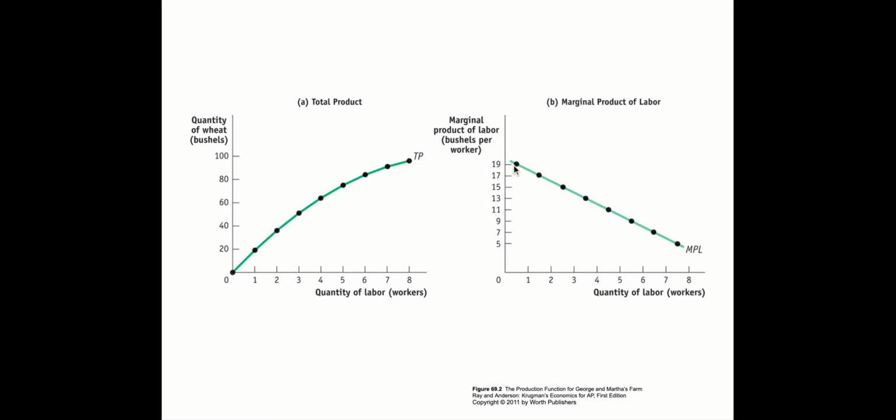This is what the marginal product of labor looks like. When you add the first worker, they gave you 19. When you add the second worker, they gave you, this says like 38. So all I do is 38 minus 19, and I guess that's about 17. All we're doing is finding the difference here and graphing it here. And as you can see, the marginal product of labor curve is always downward sloping.